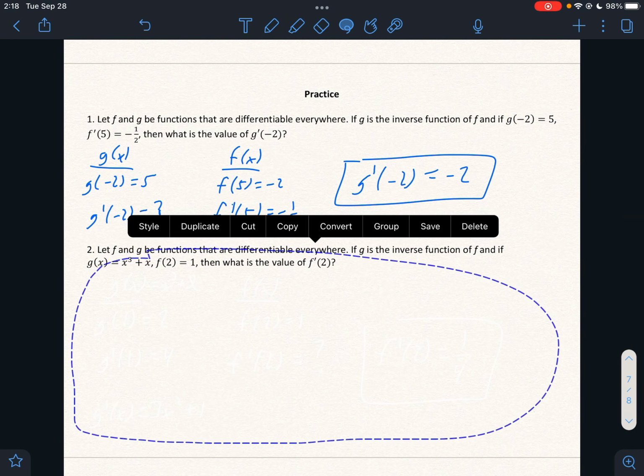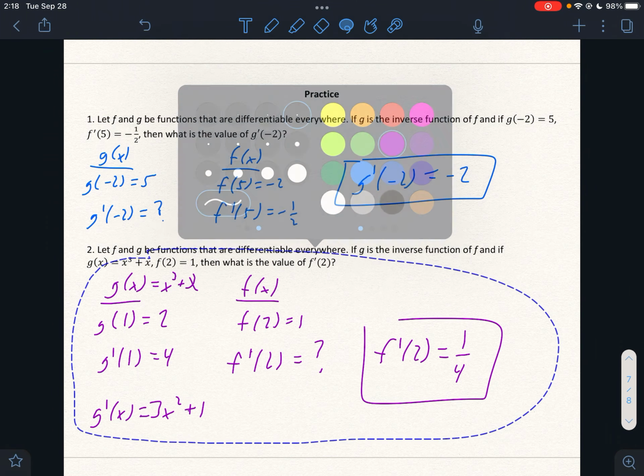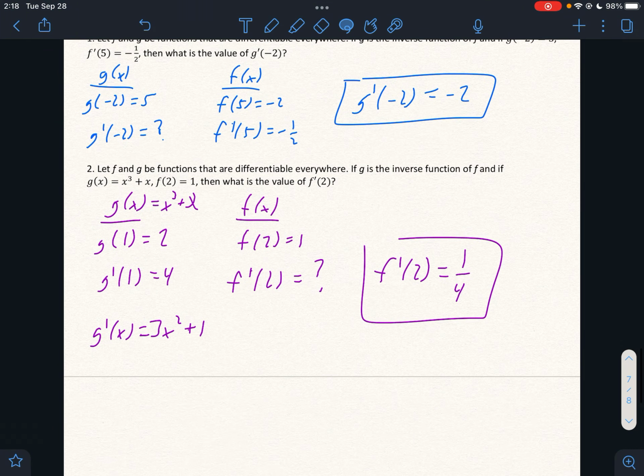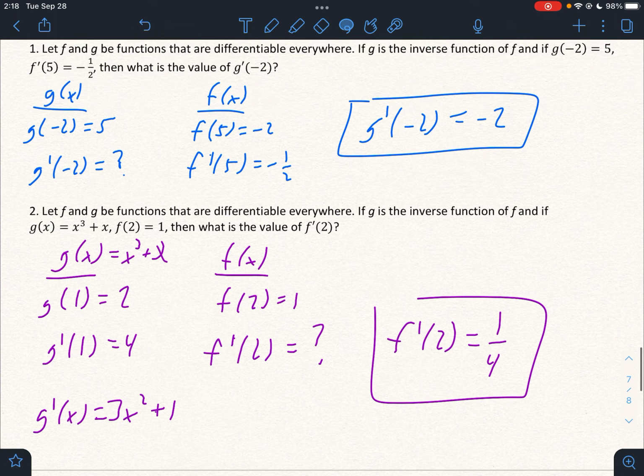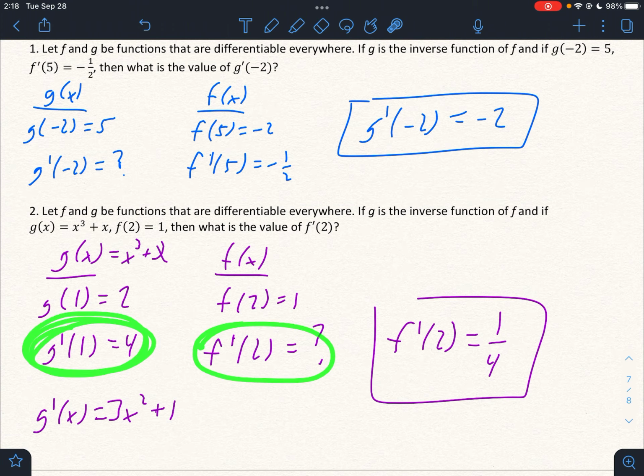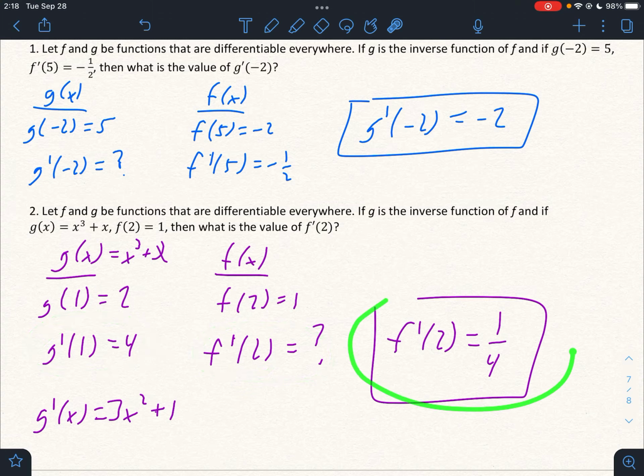Number 2 is done pretty much the same way. You can see the work for that one there. The only difference is they don't give us a y value for g, so we have to find that, but that's okay. We can find that pretty easily. And they don't give us a derivative of g, so we can find that pretty easily as well. And we can put those numbers where they belong. What we're looking at here is the slope of g at 1 is 4, so the slope of that mirrored point would be the reciprocal of that, which is 1/4.